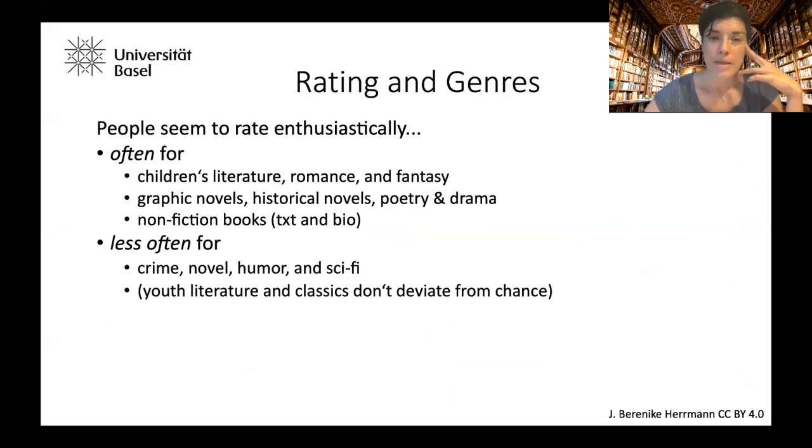So, first approach to what do people do on these platforms? They seem to rate enthusiastically in the 5-star category very often. For children's literature, people are really overwhelmed positively, also for romance and fantasy, then graphical novels, historical novels, also poetry and drama, and then the nonfiction. And substantially less often are they enthusiastic in assigning the 5 stars for the genres crime, general novel, humor, and sci-fi.